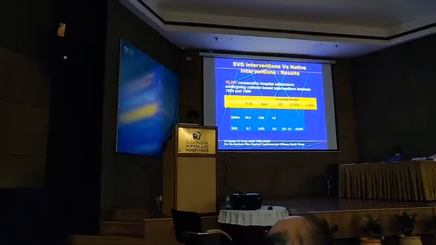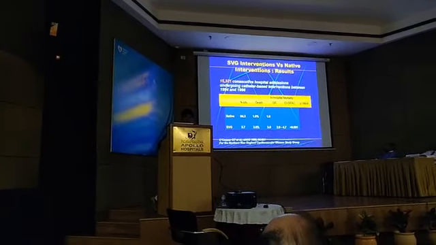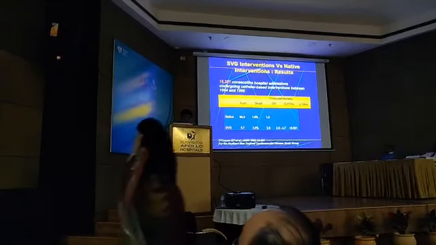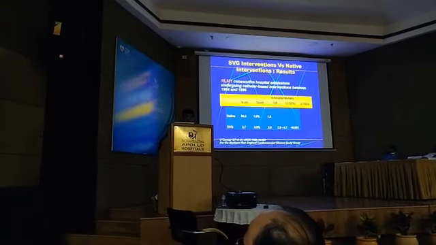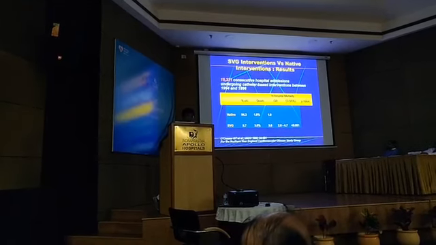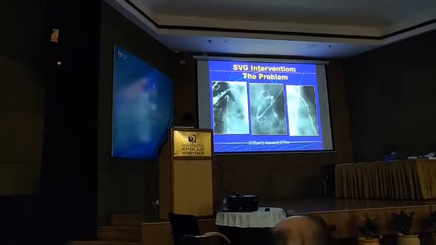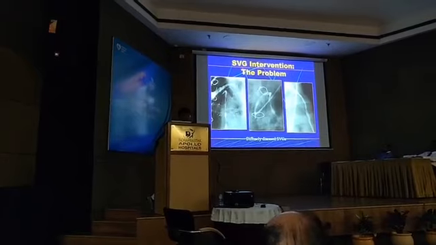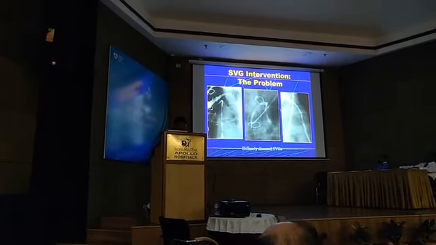If you see the data from a long time back, 1999, 94% were native graft and 5.7% SVG, and the death rate and mortality are much higher, almost 3 times, in saphenous vein graft intervention. So we have to learn a little more about saphenous vein graft intervention as compared to native PCI.